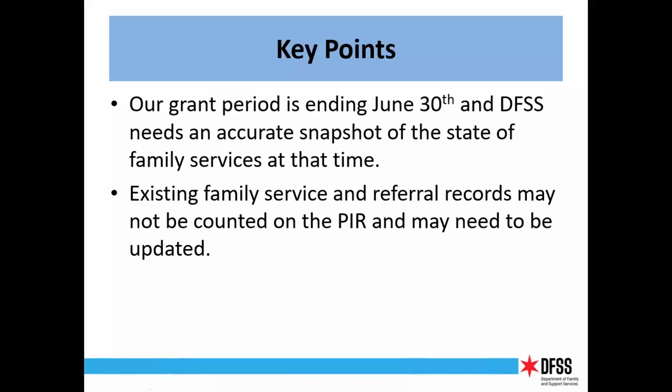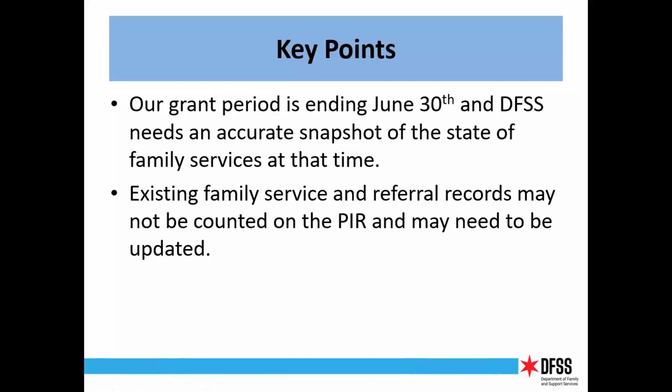So the key takeaway points are going to be our grant period is ending June 30th, and we need to be able to get an accurate snapshot of the state of services at that time to report. I don't know that we'll have everything to upload the final report, but that will be the date as of which we are reporting. So we'd like to get the information out of there and have a completed, or at least a complete PIR for everybody by the end of the month.